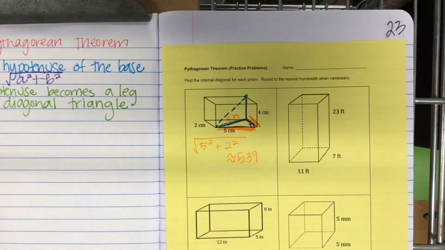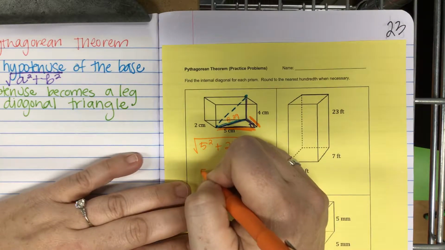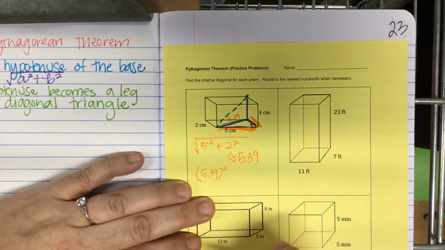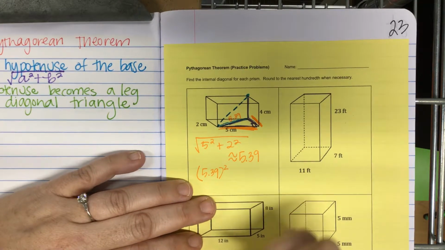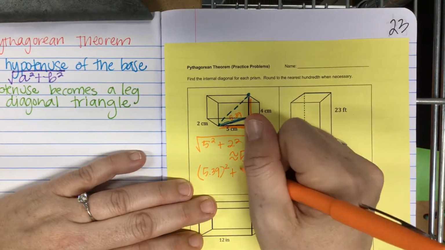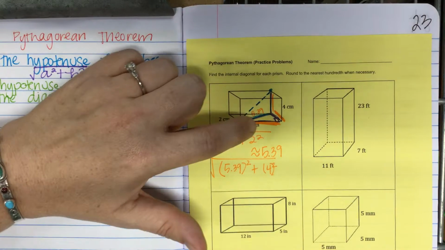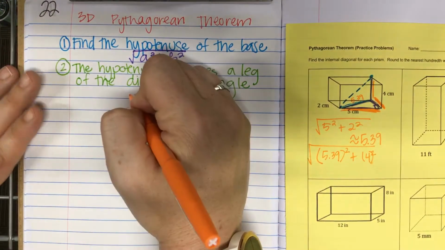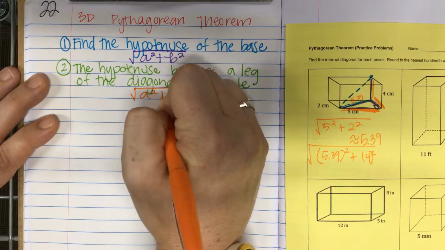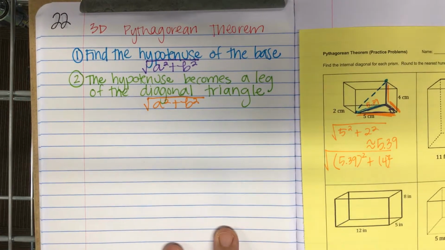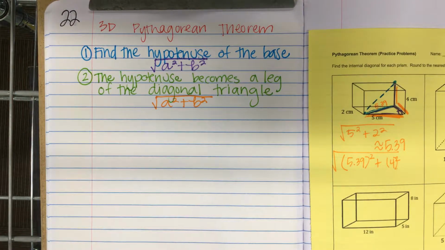So I'm going to do 5.39, yes, squared, plus, and then my height, good, is 4 squared. And I can do the square root of that to find my internal diagonal, correct? So again, I'll do a squared plus b squared, and that will tell me my internal value, correct?